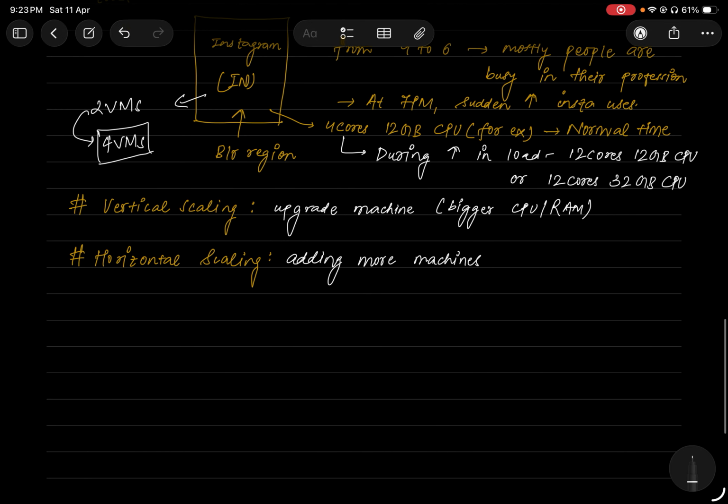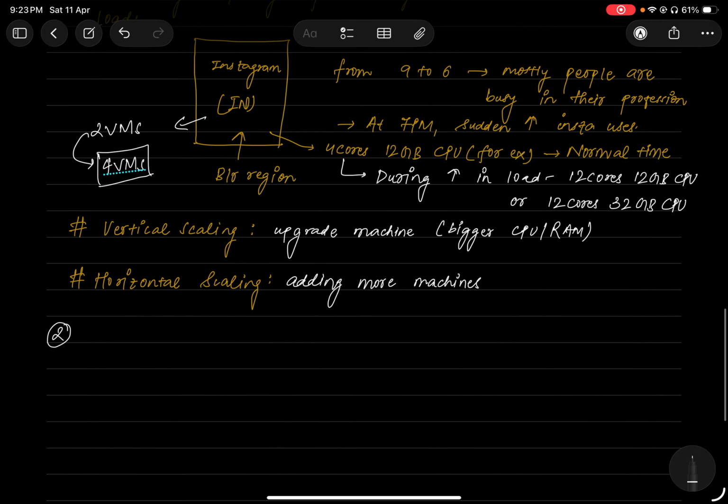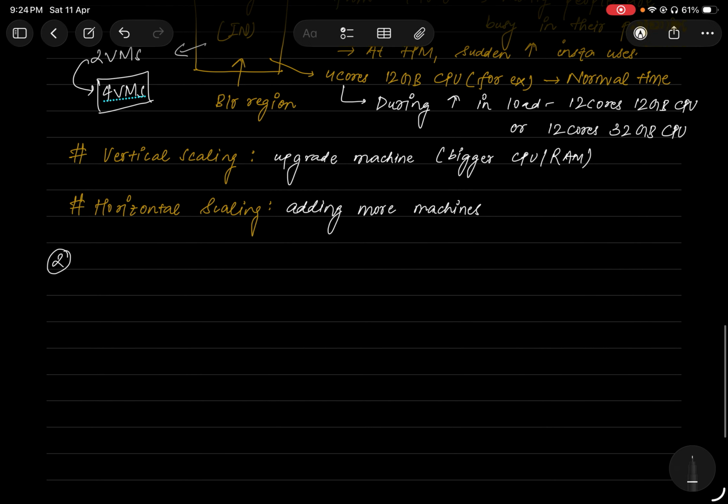Okay, the next topic: we discussed scalability. Now I'm going to discuss availability. Okay, as the name suggests, we are just finding out which machines are available and which are running. So it simply means the system is up and running when needed.